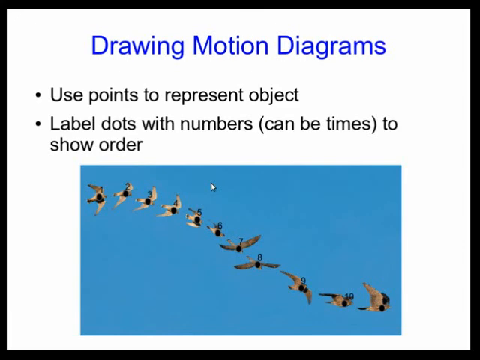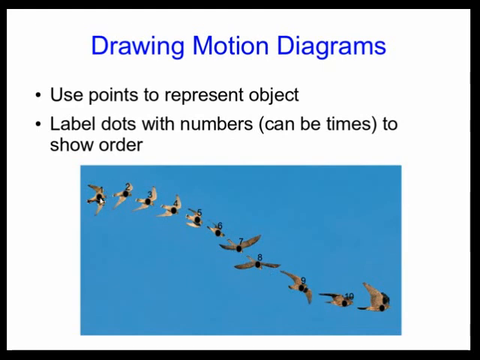When we actually draw a motion diagram, we'll use points. Now, let me just be clear. Sometimes you can actually use a camera to generate a motion diagram of a real motion, and you'll do that in the lab. But often we're drawing motion diagrams to help us think about motions. So then, partly it just takes too long to draw a picture of the object, so we just use points to represent it. And we label the dots with numbers, which can be times, or they can just be a set of integers that show the order.